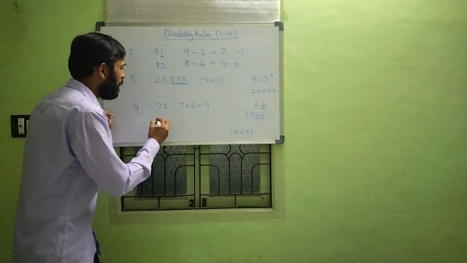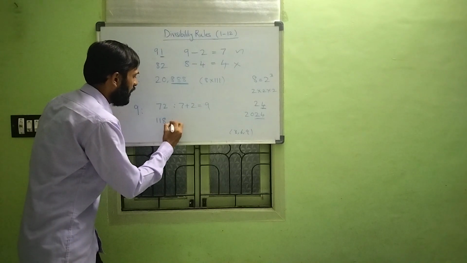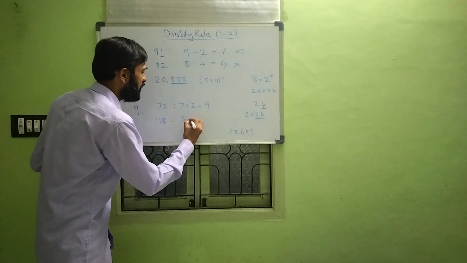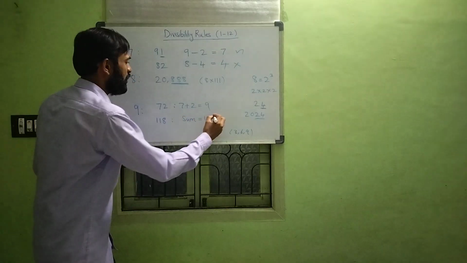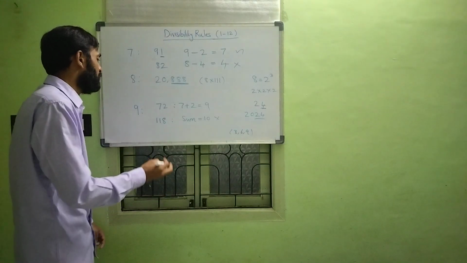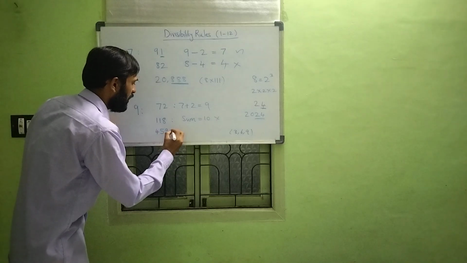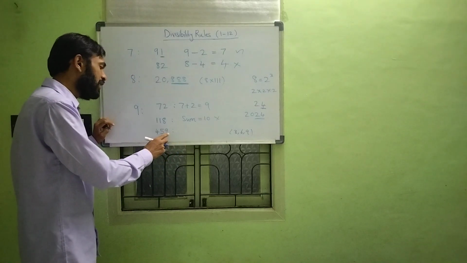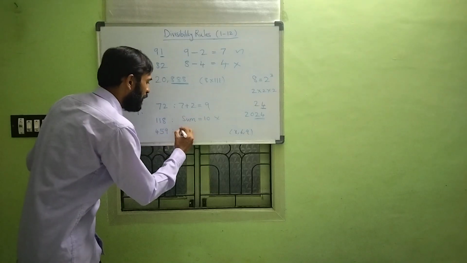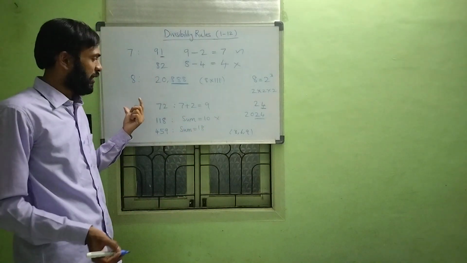Let's take another number. 118. 8 plus 1, 9. 9 plus 1, 10. The sum is 10. So it is not divisible. Okay, let's take another number, 459. When you add the digits, 9 plus 5, 14. 14 plus 4, 18. We get the sum equal to 18, which is divisible by 9.